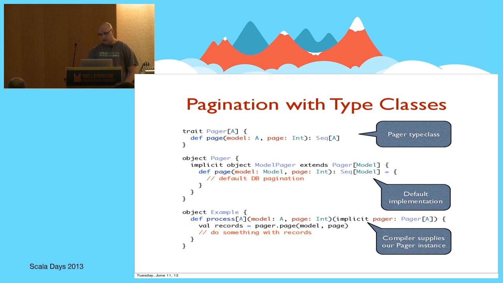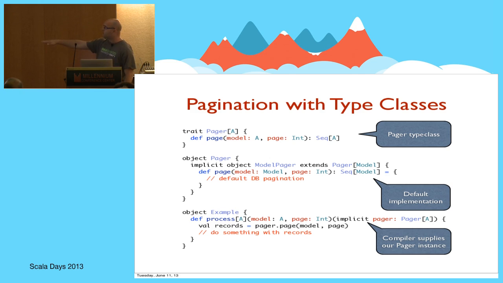And so let's look at an example of how we would use it. Let's say you have a process method that takes a model of a given type and a page number. What you notice here on the right is that you're defining your implicit, and you're telling the compiler, hey, at compile time, I have a model of this type. I don't know how to do pagination, but I need something that knows how to do pagination. So I need you to give me a pager for this particular type. And the compiler will supply it. If it can't find it, it's a compiler error.